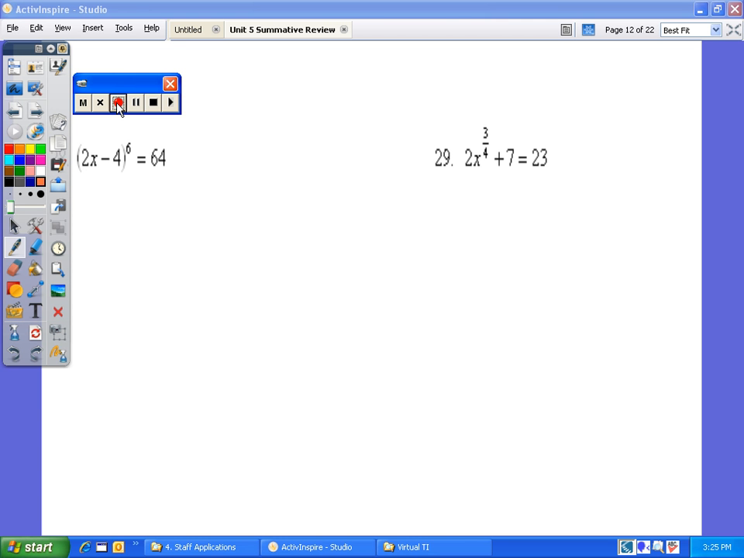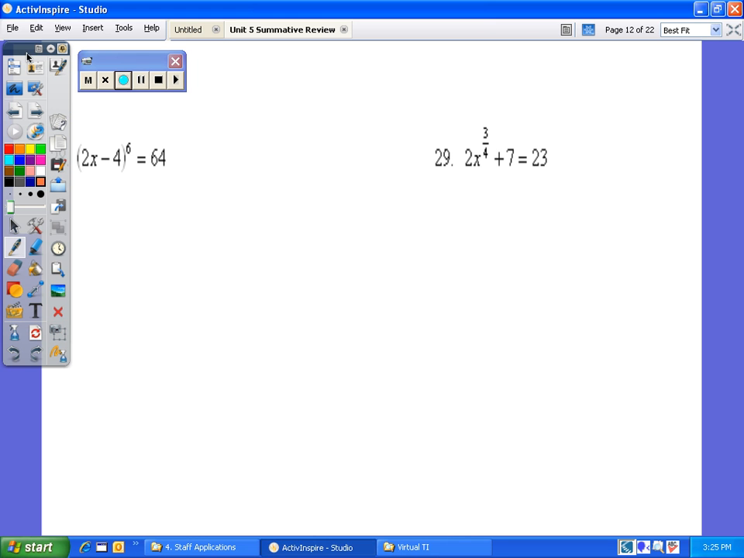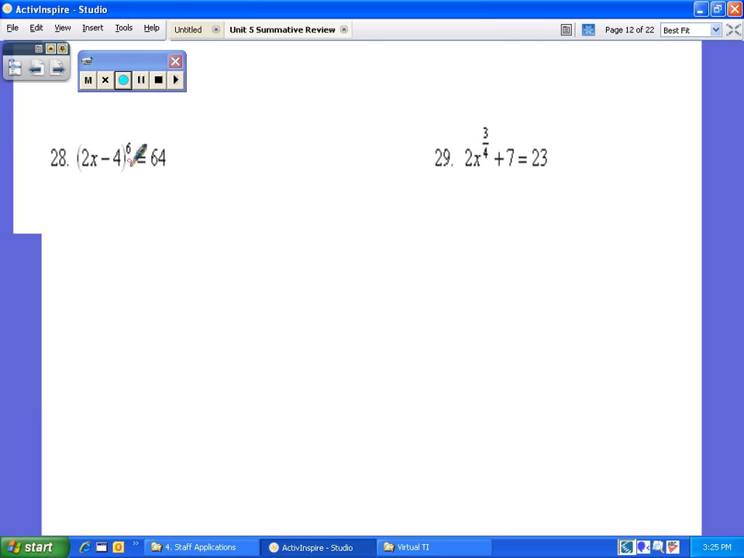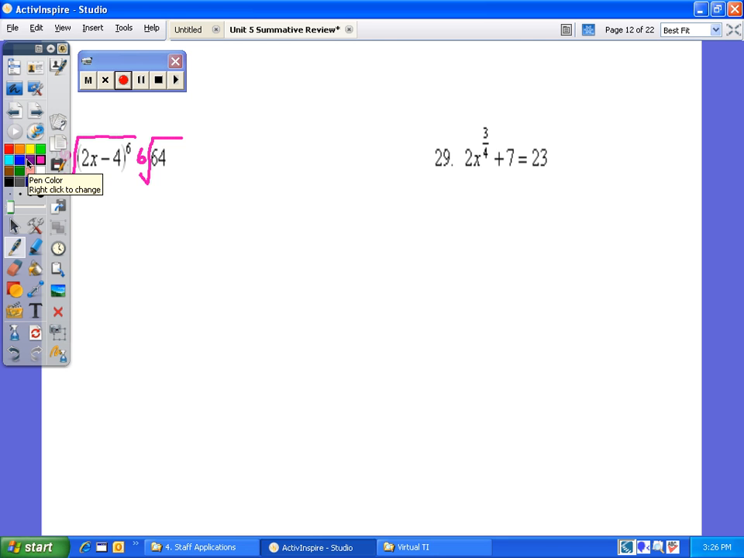Alright, first example here, we have (2x - 4)^6 = 64. So the first thing you want to do is take the 6th root, because that's the only way that we can get rid of that power. Remember, a power of 6, to get rid of it, you have to do a root of 6.